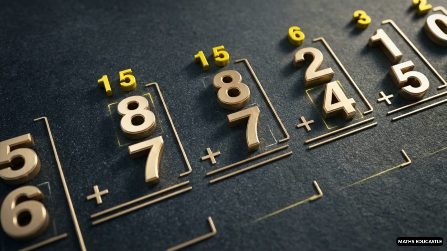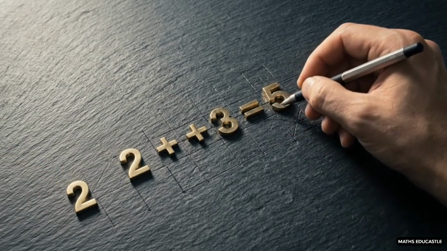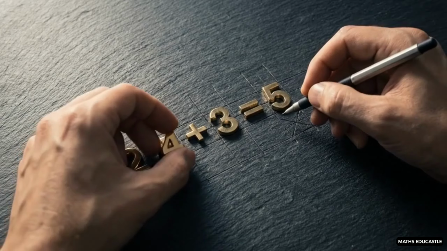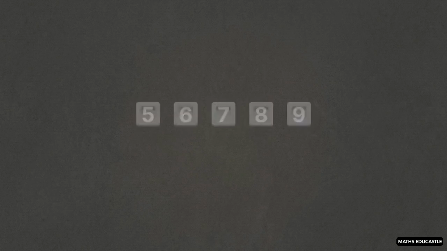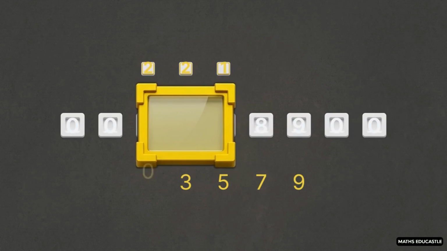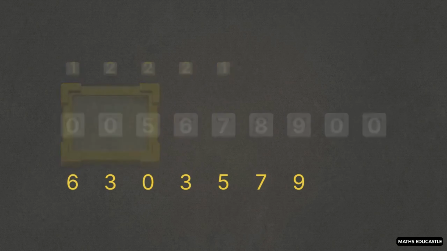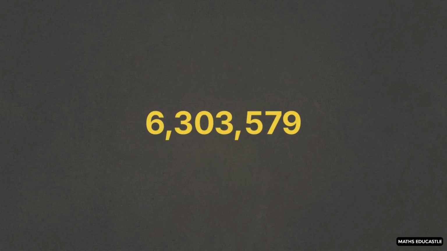more complex. While adding more digits to the starting number increases the number of steps, the complexity of each individual addition remains the same. Applying the algorithm to a 5-digit number like 56,789 shows that the process is repeatable regardless of length. The right-to-left grouping pattern generates the correct answer of 6,303,579 using the same basic steps.